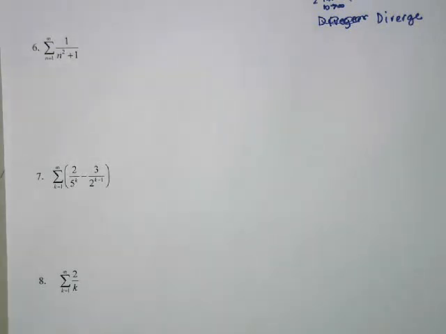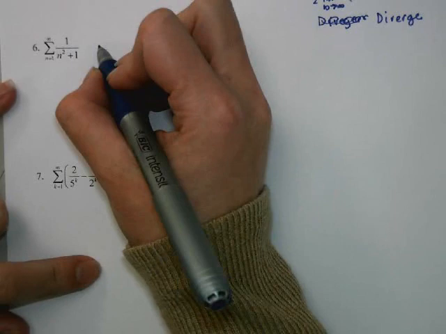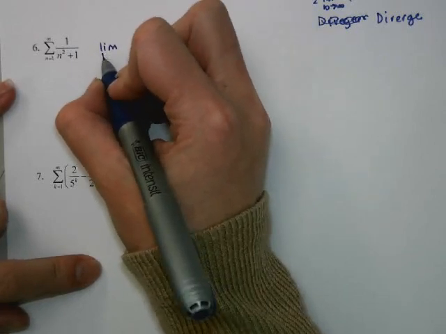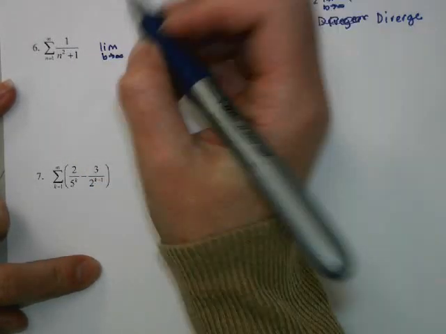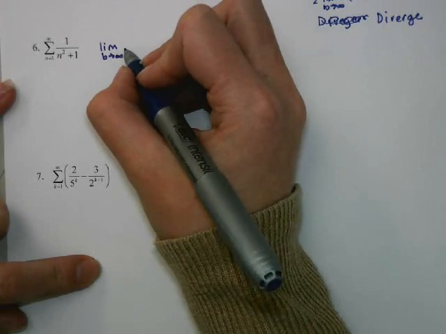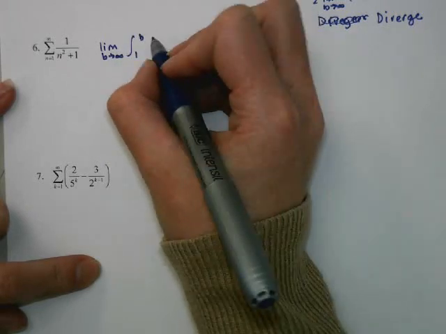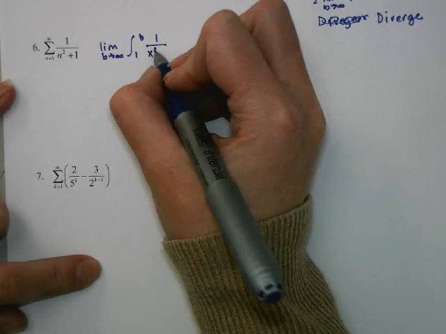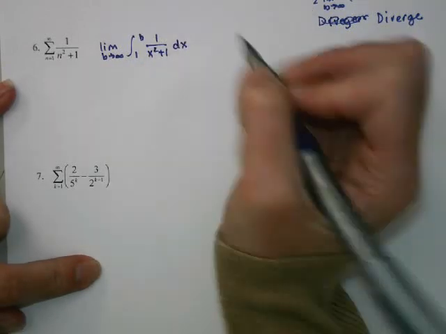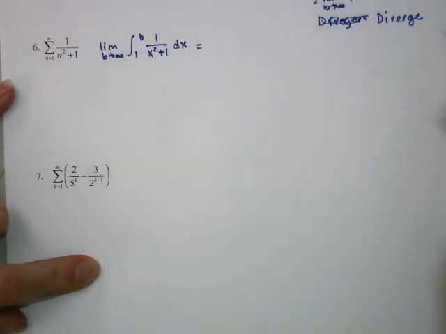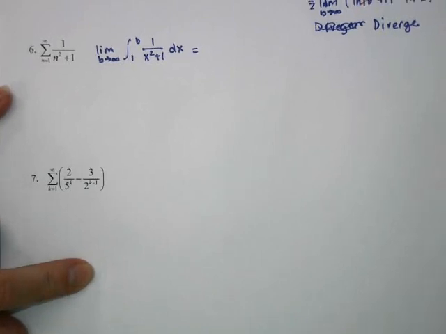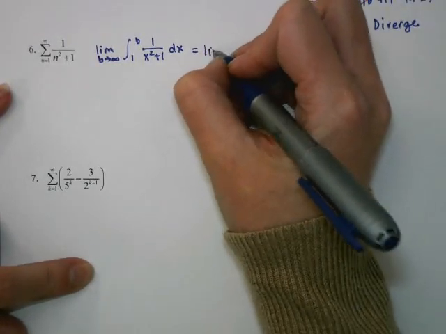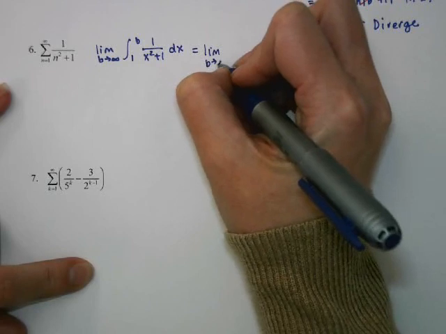Next one is another one that's pretty simple to integrate, because we know that the integral of 1 over x squared plus 1 is tangent inverse.